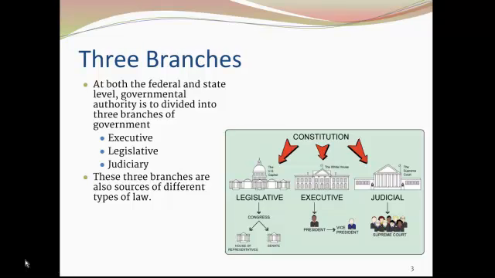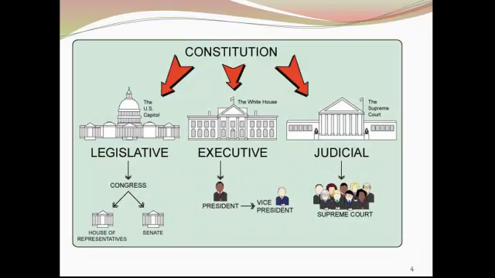At both the state and federal level, governmental authority is divided into three branches of government: the executive, the legislative, and the judicial. Each branch has separate roles, and each is also a source of different types of law. Here is this image of how the branches of the federal government are broken down.